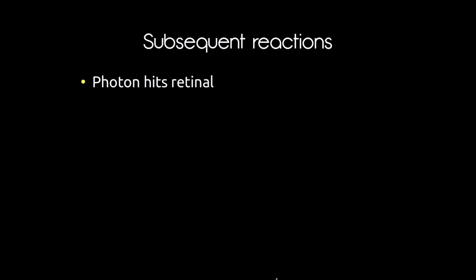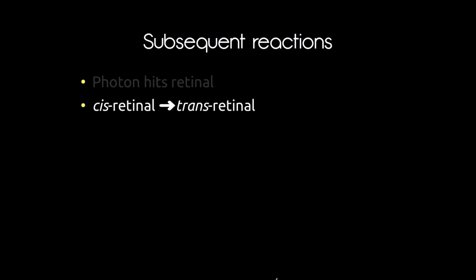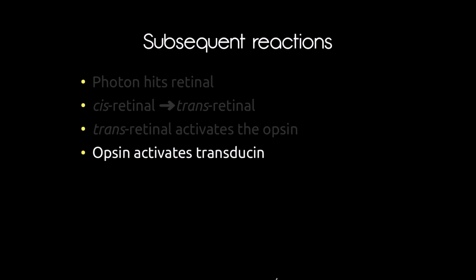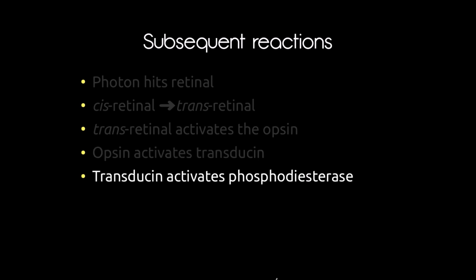So let's talk about how this actually happens. What are the steps in these reactions to transduce this signal? First, a photon is going to hit retinol, and it's going to change retinol from the cis to the trans conformation. Then the trans retinol is going to activate the opsin, so now the opsin is enzymatically activated. Opsin, in turn, is going to activate another protein inside the cell called transducin. And transducin, in turn, is going to activate phosphodiesterase, excuse me.